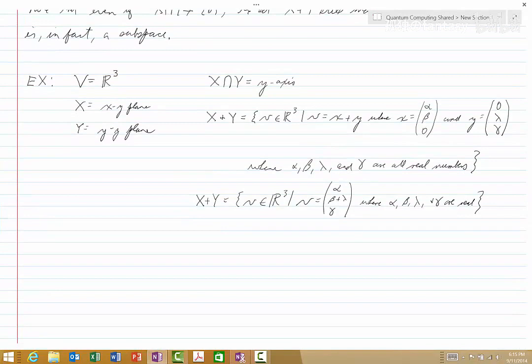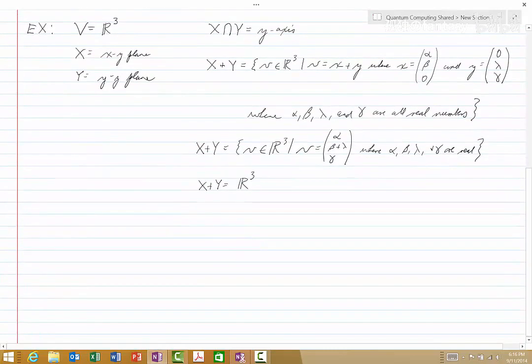But if we look at that a little more closely, that's simply all of R3. Because keep in mind that if beta is real and lambda is real, then beta plus lambda is real. And so the set of all vectors that could have an arbitrary real number in the X component, an arbitrary real number in the Y component, an arbitrary real number in the Z component, well, that's just all of R3. So X plus Y is equal to R3 in this case. But once again, we don't call this a direct sum of X and Y. It's just a sum of X and Y. Why? Because the intersection of X and Y is more than just the zero vector. It consists of the entire Y-axis.